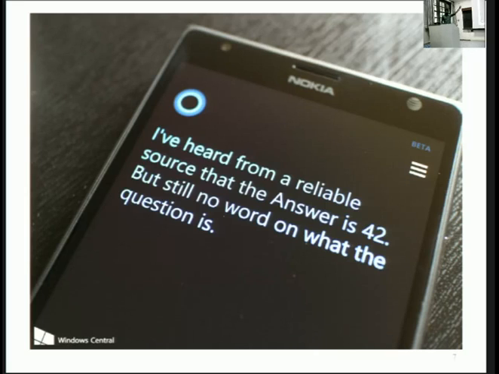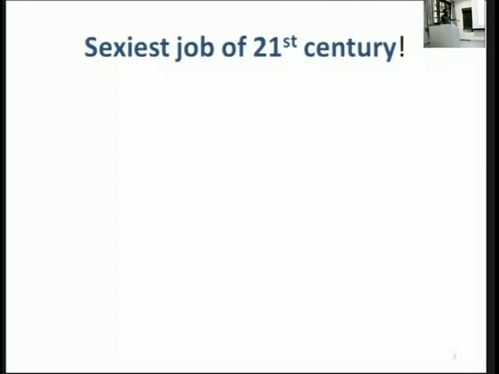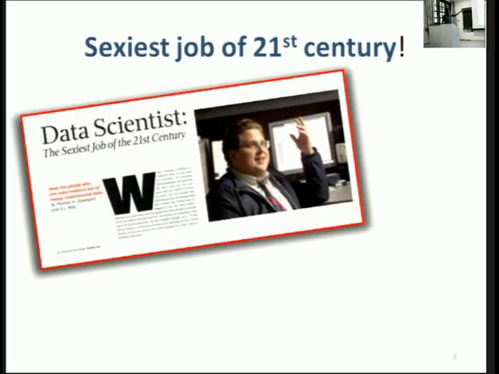So one reason is that you can get a job in these good companies. And there was an article a couple of years back saying that data science, or the people who do machine learning, is the sexiest job of the 21st century. And it's not my words. This is one of the articles published in Harvard Business Review.